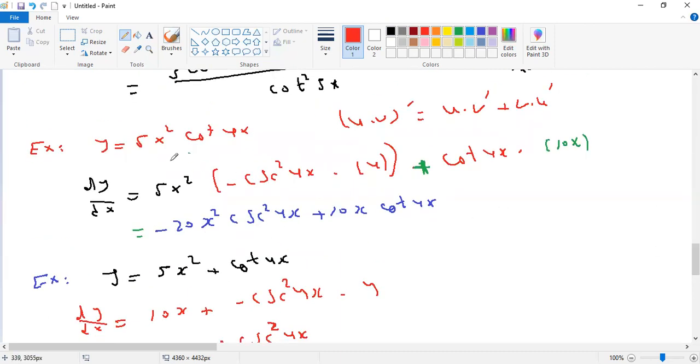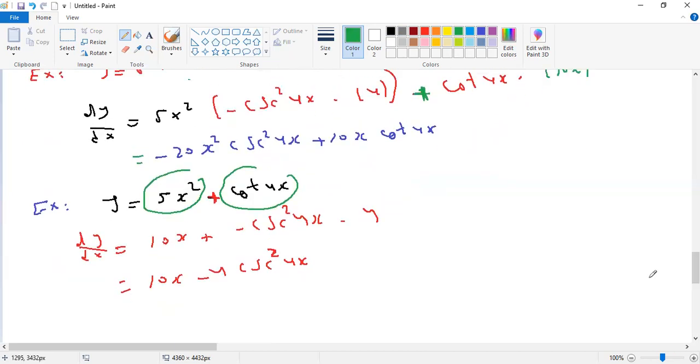Here, with 5x squared times cotan, I have to use the product rule: the first times the derivative of the second plus the second, cotan, times the derivative of the first, 10x. But in this one we have a plus, 5x squared plus cotan. So the derivative of the first one is just 10x, and the derivative of the cotan is minus cosec squared times 4. The answer is 10x minus 4 cosec squared 4x. The reason is that this is a sum, and that one is a product. So that's all. Look at this one.